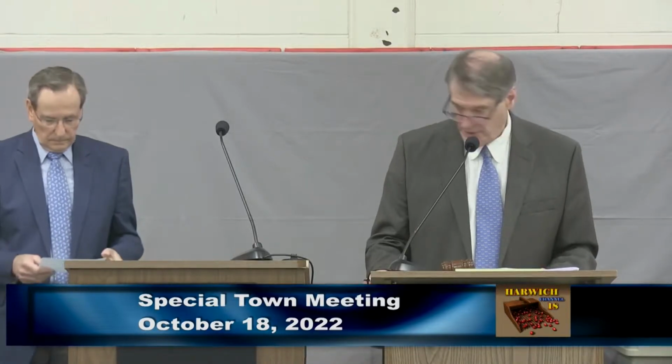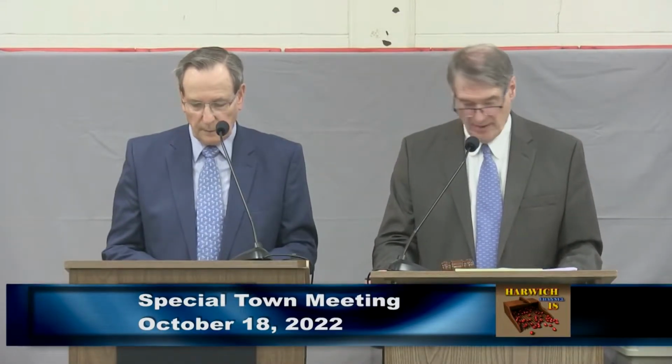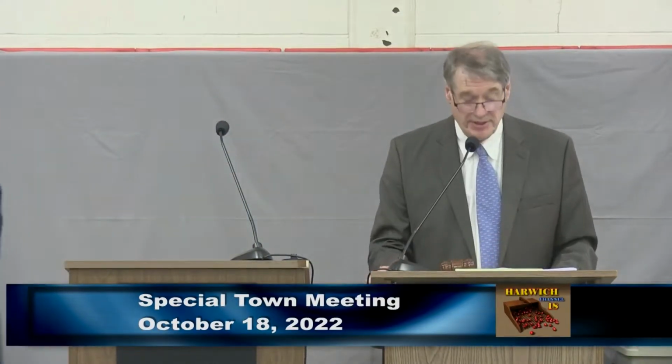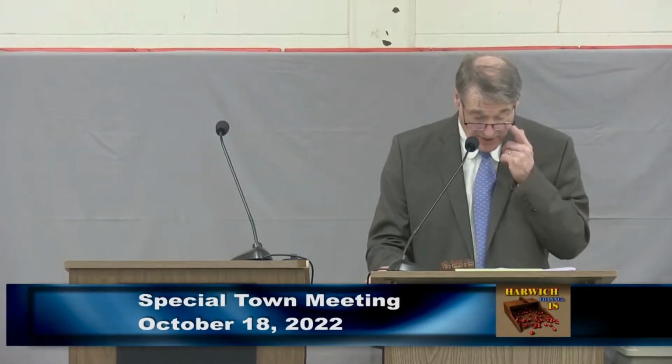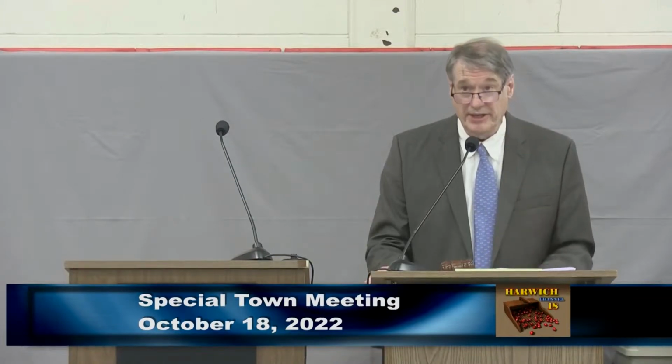And further, to raise and appropriate, transfer from available funds or borrow a sum of money to fund the cost of said land acquisition costs and all other expenses incidental and related thereto. Mr. Hughes. Thank you, Mr. Moderator. I move this Article 1 be accepted and adopted, and that the sum of $105,000 be raised and appropriated for the purposes of this article. Okay, the motion under Article 1 is accept and adopt. The sum is $105,000, and it's proposed to be raised and appropriated. Is there any debate?